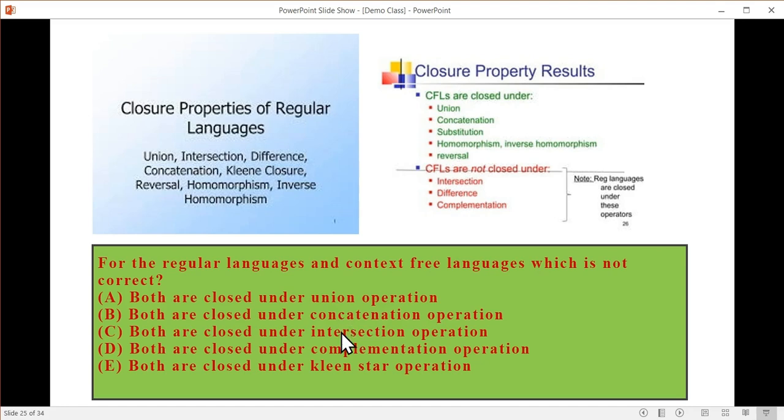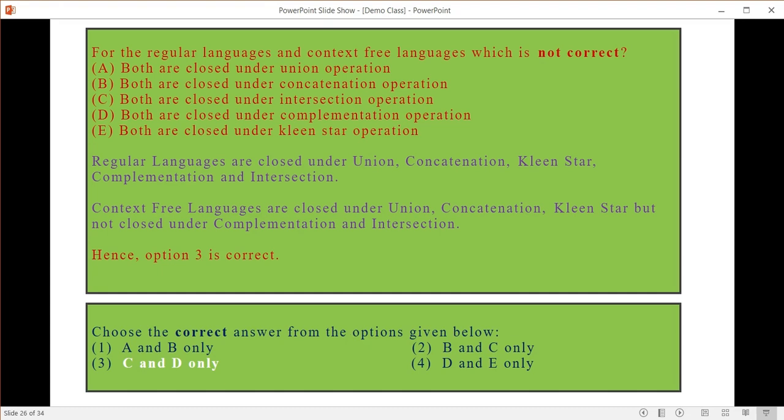Then intersection: CFLs are not closed under intersection, as given here in the not closed properties. CFLs are also not closed under complementation. Then both are closed under Kleene star, which is not given here, but both are closed under Kleene star. So the CFL is not closed under intersection and complementation. So options C and D are the incorrect statements. So that is the answer.